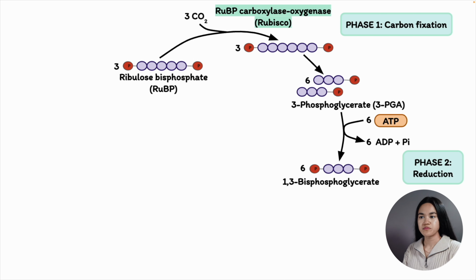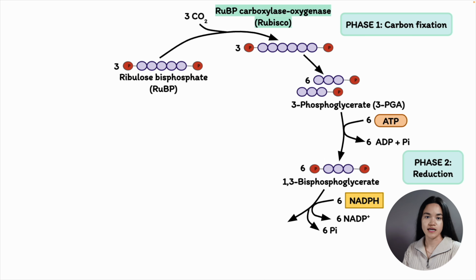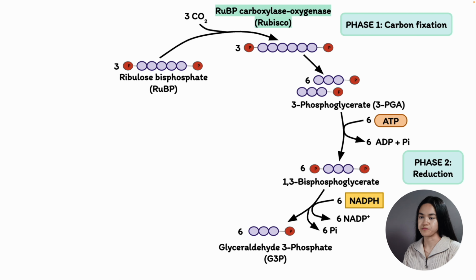Then the 1,3-bisphosphoglycerate molecules are reduced, okay? This is where NADPH comes in. This is the second step. NADPH is going to donate a pair of electrons to 1,3-bisphosphoglycerate, which also loses a phosphate group in the process and becomes glyceraldehyde 3-phosphate, G3P.